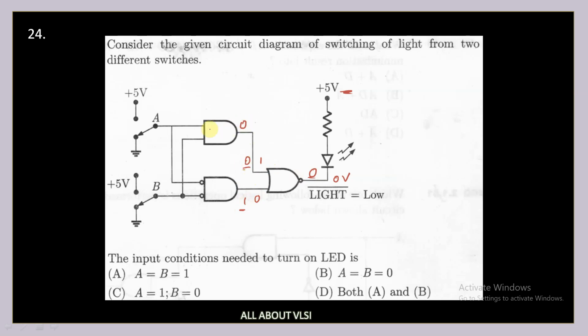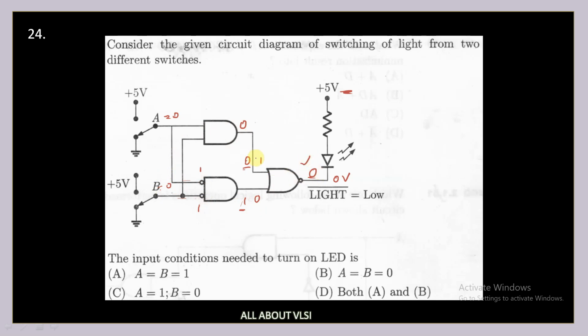That means if we want 0 here, your A value should be equal to 0 and B value should be equal to 0. If A and B are 0, then you are going to get 0 here. And if A is connecting here, that is A bar, that is 1, and B bar is 1, so you are going to get 1. So the output of your NOR gate is 0.